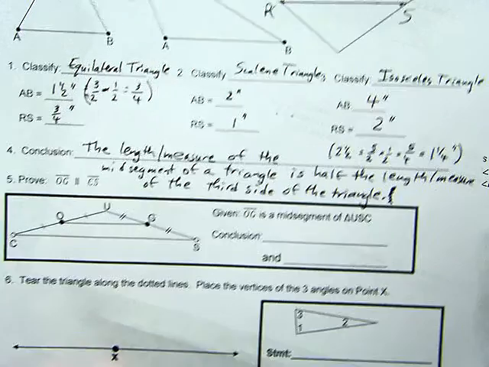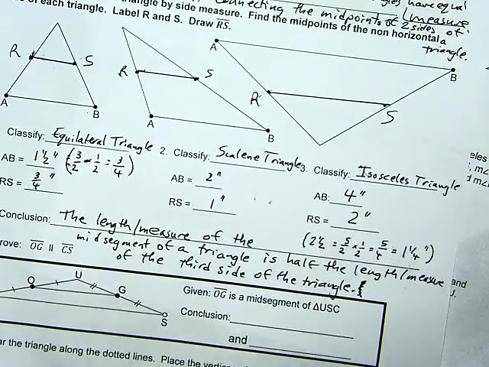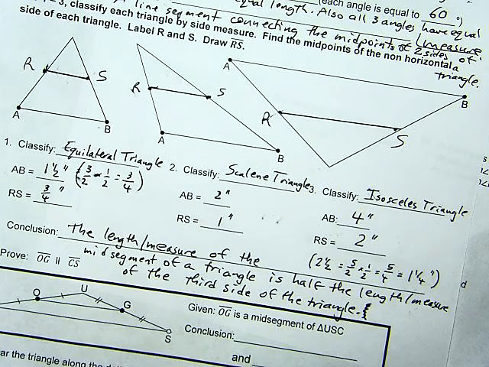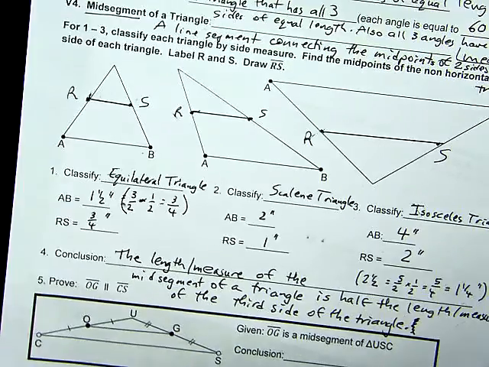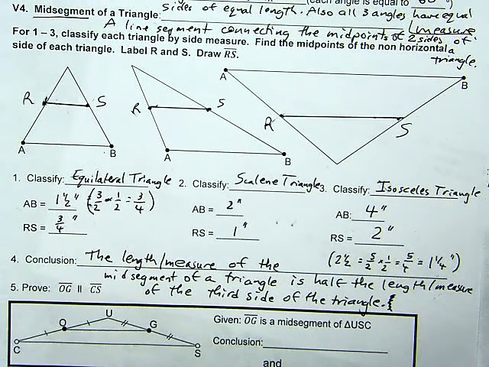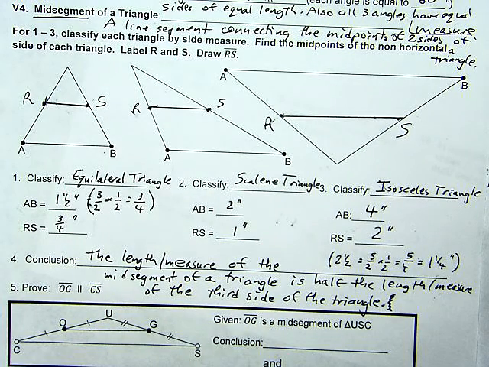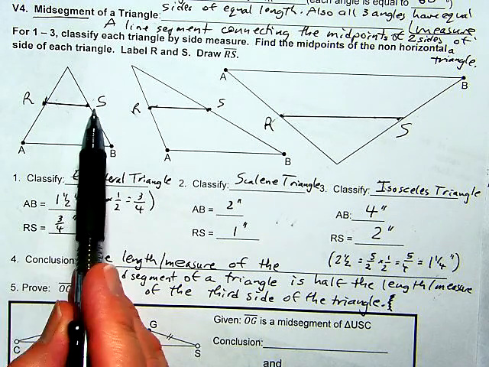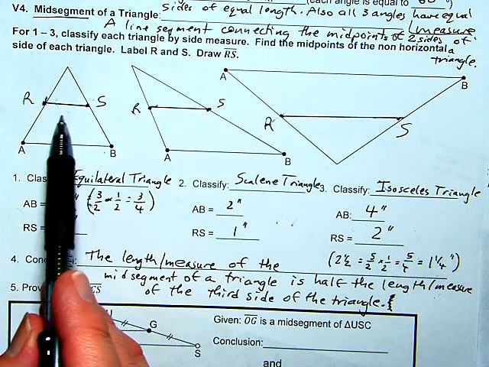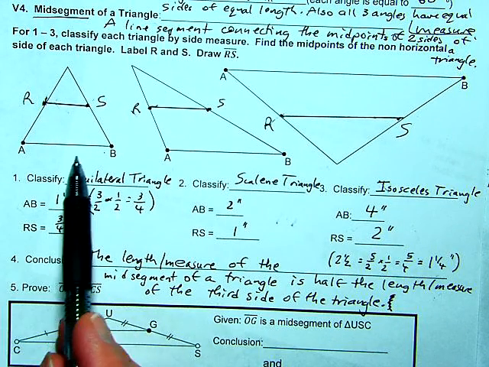Well, it turns out that the mid-segment is interesting for another reason as well. Not only do we have a situation where the mid-segment is always half of the measure of the third side, but take a look at the directions in which these mid-segments are drawn. They look parallel to the third side, don't they?